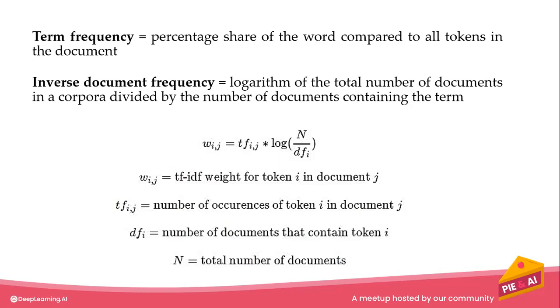That is why we call it inverse document frequency, since we are dividing N by dfi. So the inverse document frequency is actually the logarithm of the total number of documents in a corpus divided by the number of documents containing that token. Don't worry, you don't have to perform these computations on your own. We have libraries in scikit-learn which can perform this computation with a lot more efficiency.